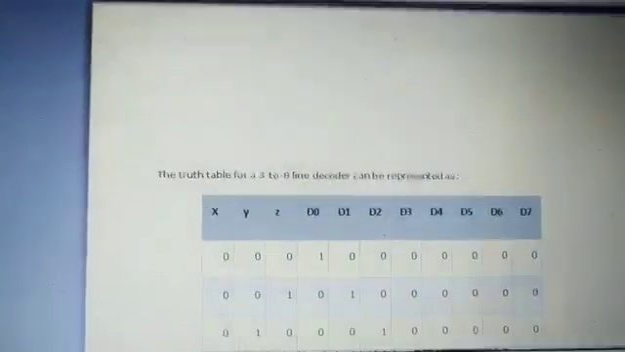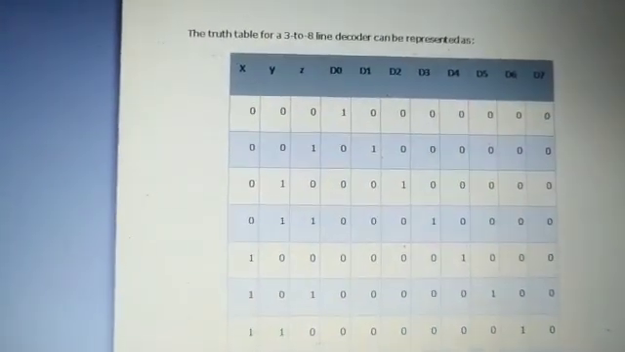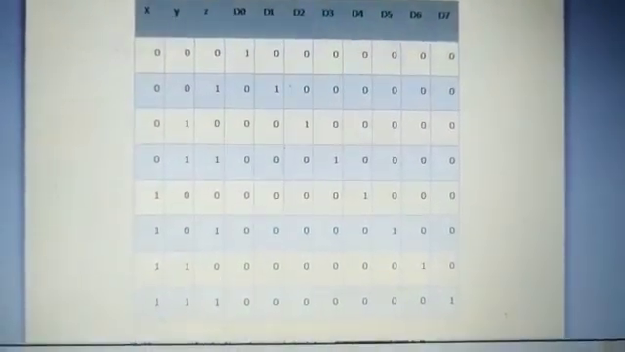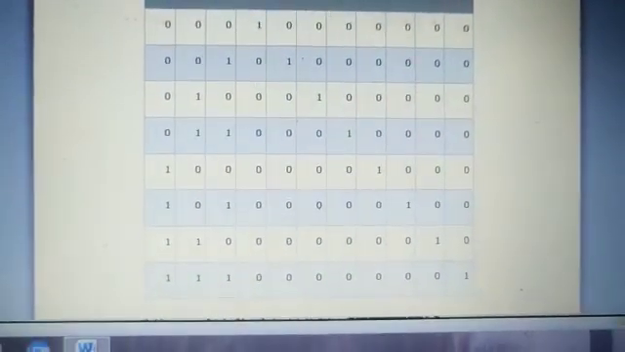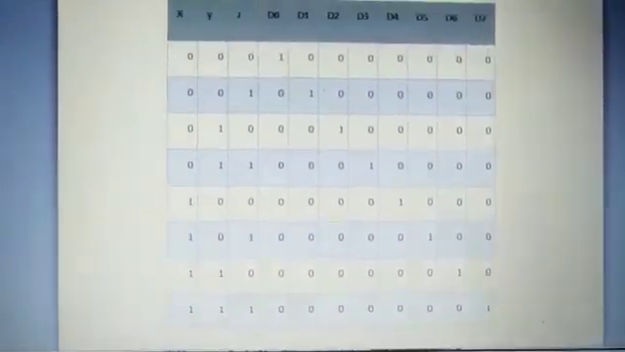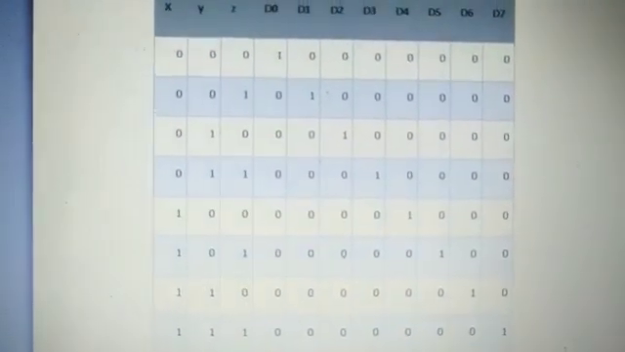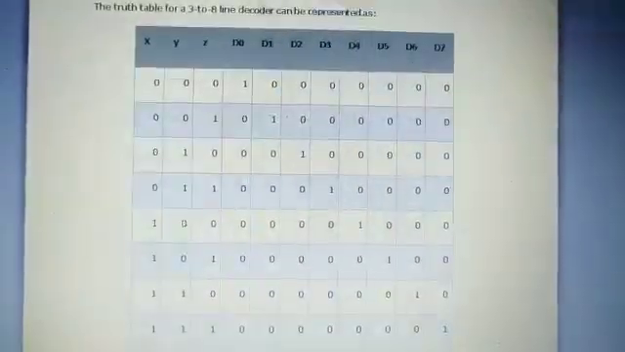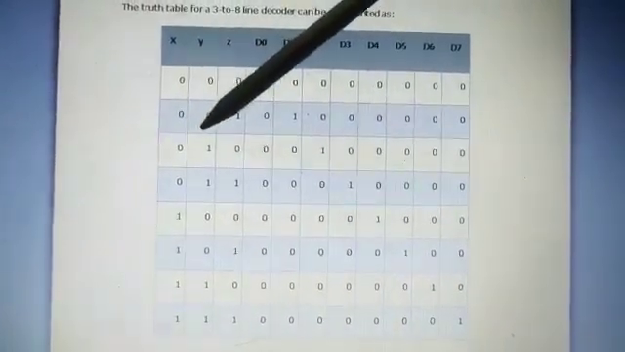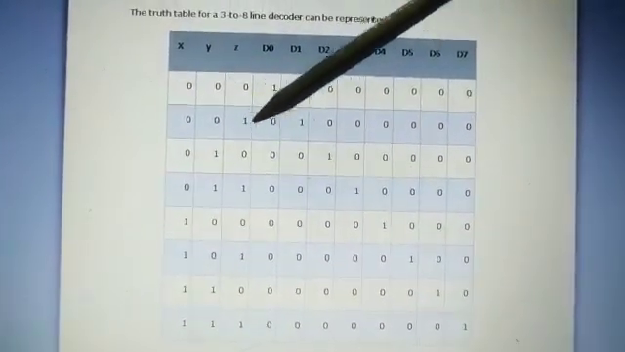So now look at the truth table. Here 3 inputs are there, A, B, C, and 8 outputs, D0 to D7. From this truth table, we will understand when we will select each output. When we select the D0 value, all of the 3, X, Y and Z, will have 0 value. And D1 will be selected when X and Y both have 0 value and Z has 1 value.